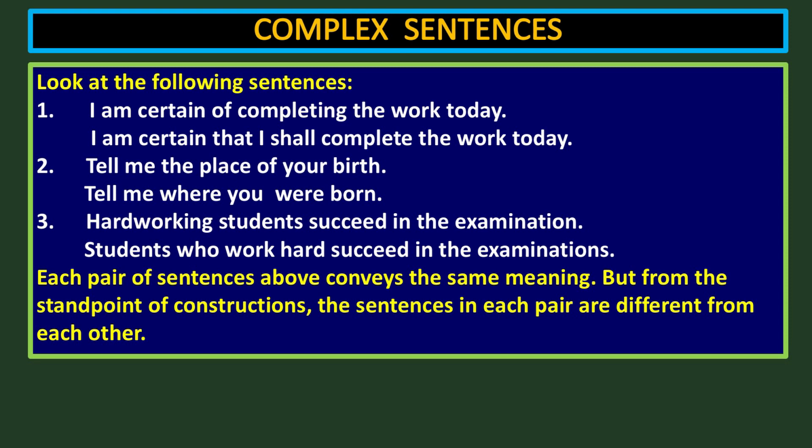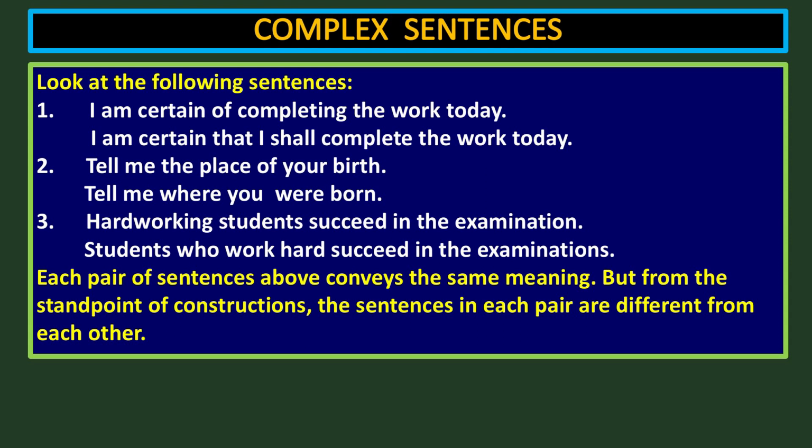Tell me the place of your birth, tell me where. So, again the second clause, where you were born, begins with "where", and in the second sentence of the third example, students who work hard, you see. So, where, who work, that, all these clauses begin with that, where, who, these relative pronouns or WH words, and they are really subordinate clauses.